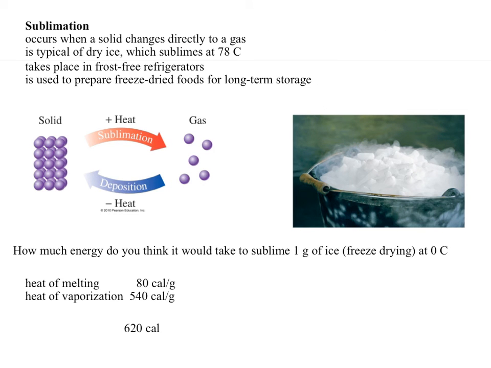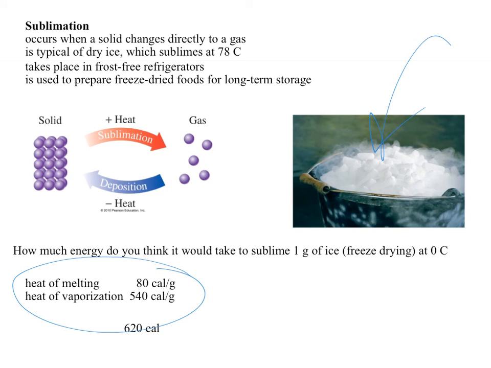Okay, sublimation. Have you ever seen dry ice, especially around Halloween? Looks like this. Sublimation occurs when a solid goes directly to a gas. It's very typical of dry ice, which sublimes at 78 degrees Celsius. And it takes place in frost-free refrigerators. It's used to prepare freeze-dried foods for long-term storage, or it's used at Halloween or on movie sets for special effects. How much energy do you think it would take to sublime 1 gram of ice freeze-drying at 0 degrees Celsius? Well, guess what you're going to need?